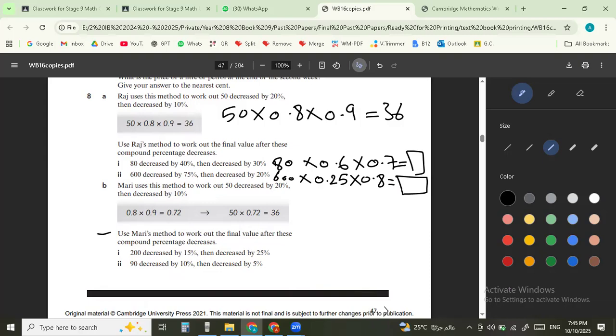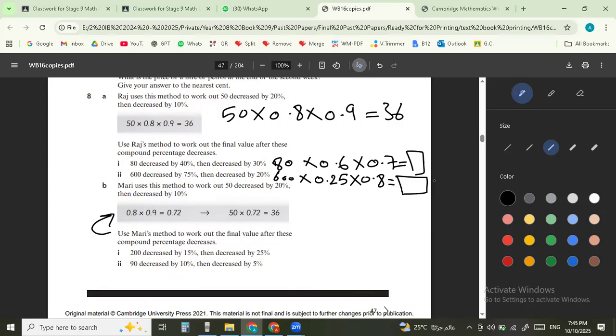Use Mary's method. Mary's method is just finding the compound percentage, multiplying the two decreases by each other first, then multiplying by the original amount. How, mister? That's the same thing that we did up there. Use Mary's method to work out the final value after these compound percentage decreases.